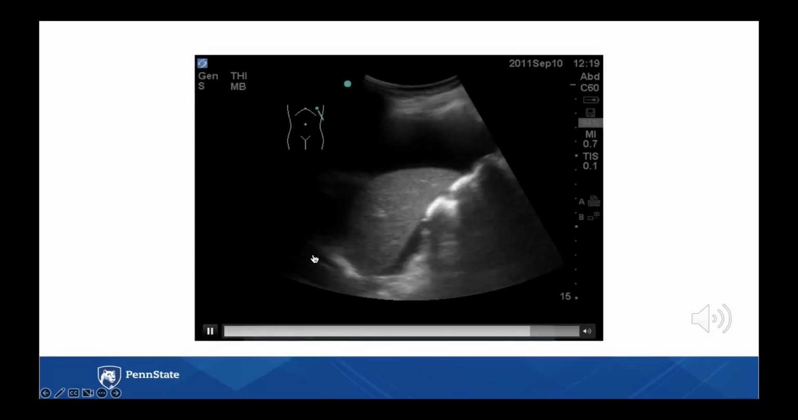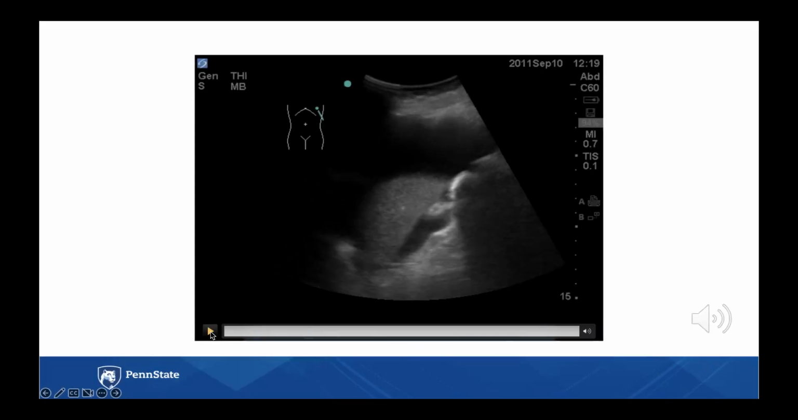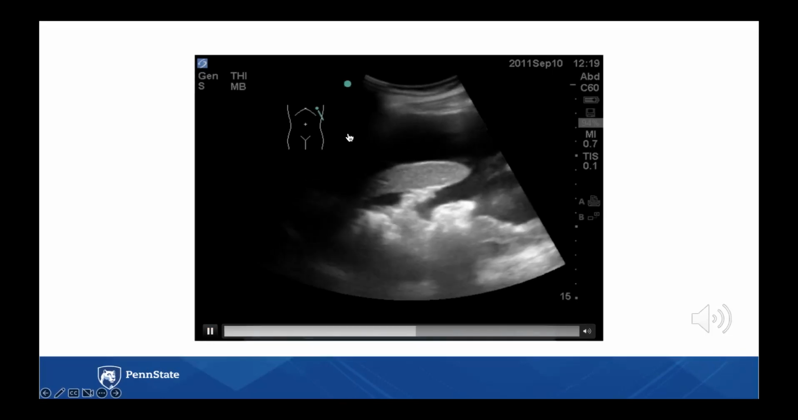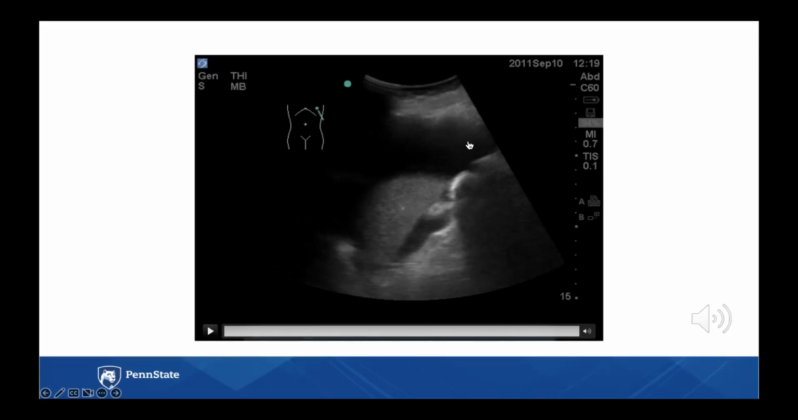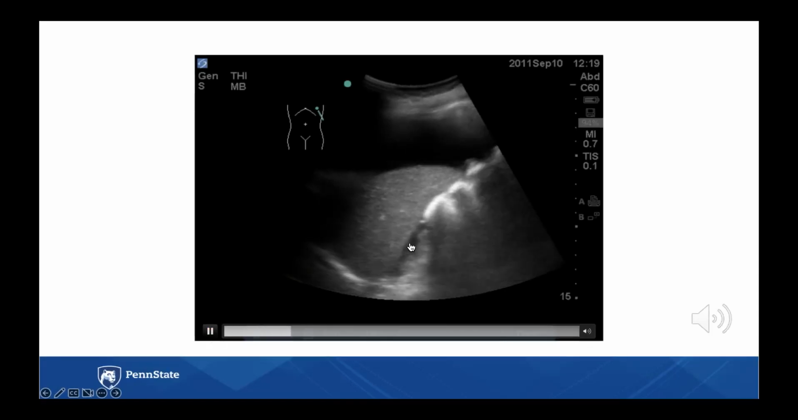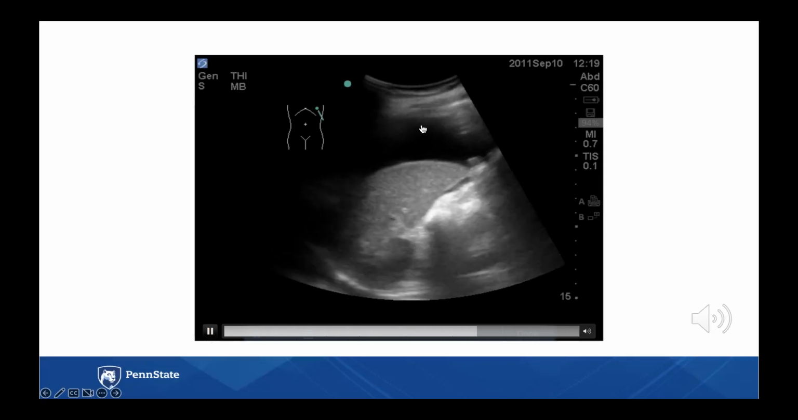And you are also seeing this very large anechoic collection surrounding the spleen, and kind of separating it out away from the diaphragm and the other organs in that area. So all of this anechoic stuff in here is free fluid. So this is a positive FAST exam indicating that the patient has free fluid in their abdomen.